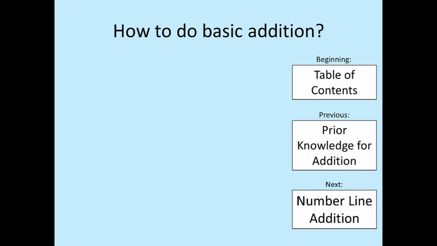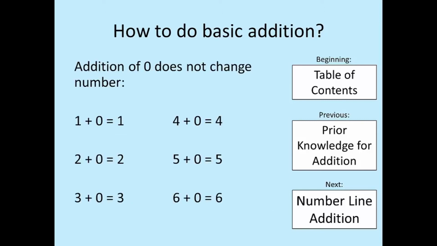Another very important rule to addition is that the addition of a 0 does not change the original number. This is because if you have something and you add nothing to it, you still have that same something. For example, if you had 1 apple and I gave you no apples, you would still have that 1 apple. You can see in these formulas that the first number is the same as what it is equal to, i.e. 1 plus 0 is still 1.